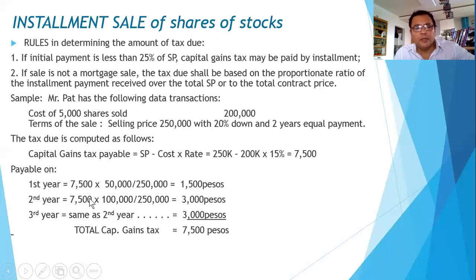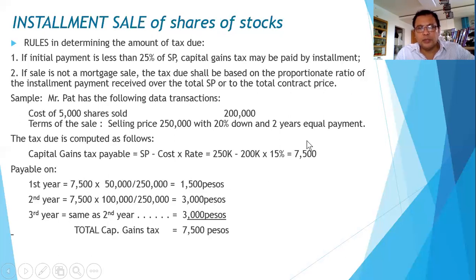On the second year, the capital gains tax payable of 7,500 is multiplied by the installment payments, and accordingly the balance of 200,000 pesos is paid equally in 2 years. So 200,000 divided by 2 gives you 100,000 pesos. So 100,000 pesos divided by the total selling price gives us the capital gains tax to be paid in the second year of 3,000 pesos.